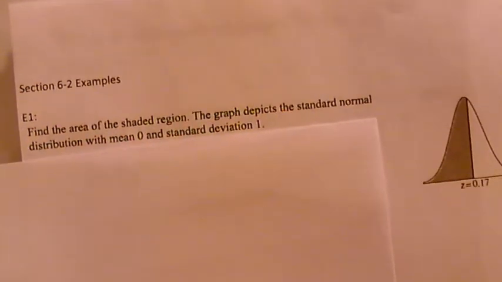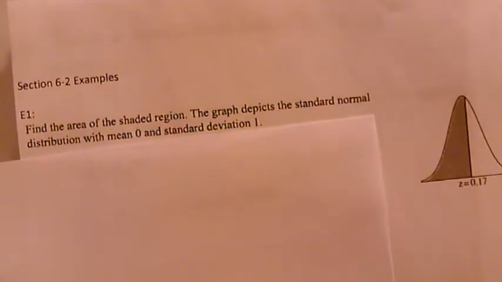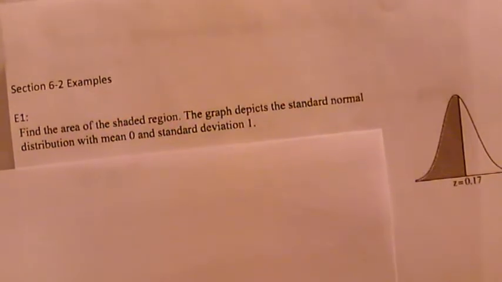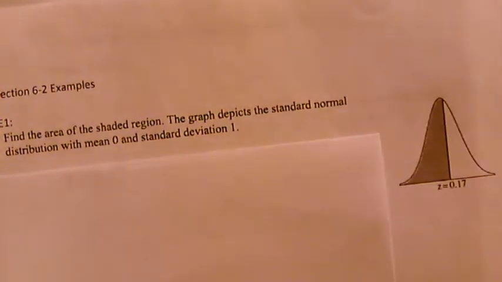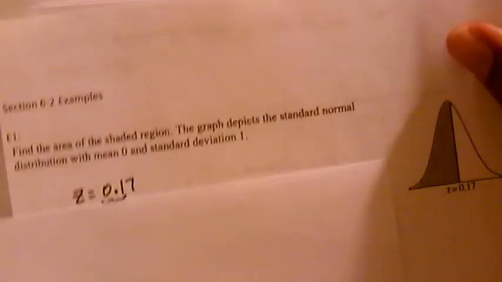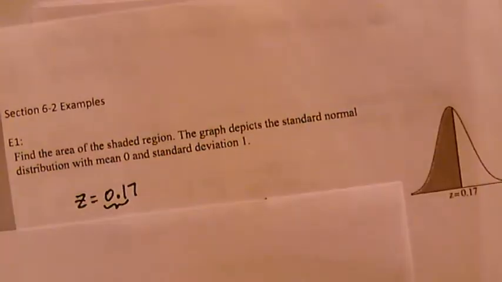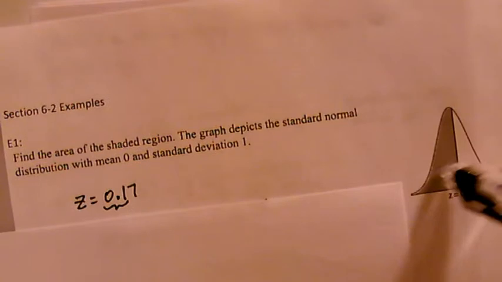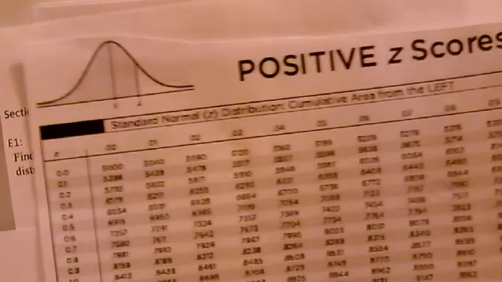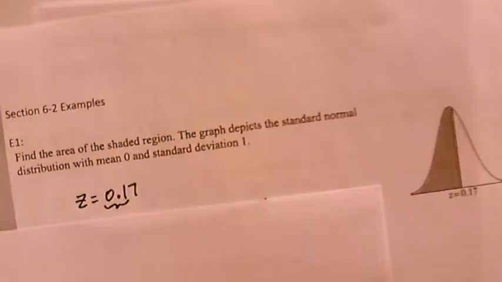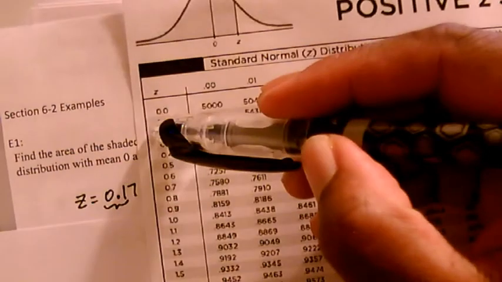Here we want to find the area of the shaded region, and the graph depicts the standard normal distribution with a mean of 0 and a standard deviation of 1. Okay, so in this case here's our normal curve, and the corresponding z value for that is 0.17. Okay, so now we're looking for the area to the left of 0.17. So this is where we use our standard normal distribution table.